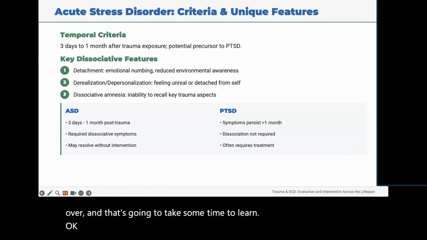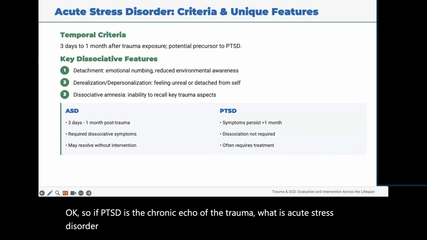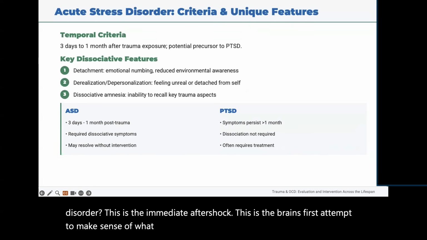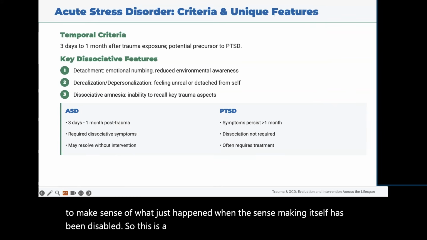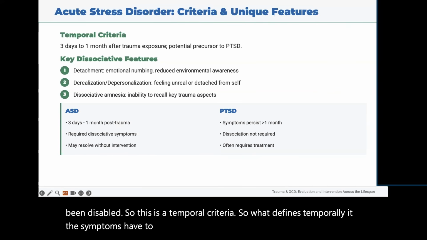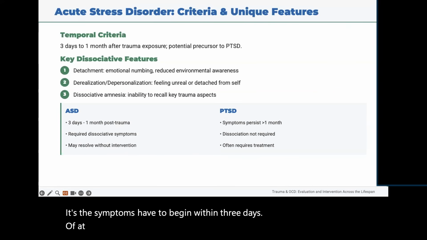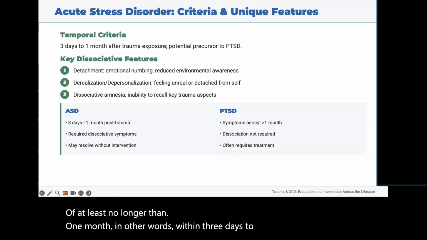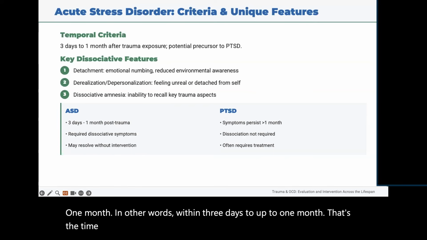Okay, so if PTSD is the chronic echo of the trauma, what is acute stress disorder? This is the immediate aftershock. This is the brain's first attempt to make sense of what just happened, when the sense-making itself has been disabled. So this is a temporal criteria. What defines it temporally? The symptoms have to begin within 3 days and last no longer than 1 month. In other words, within 3 days to up to 1 month, that's the time criteria to meet acute stress disorder. If it persists beyond that point, then you can begin to suspect PTSD.